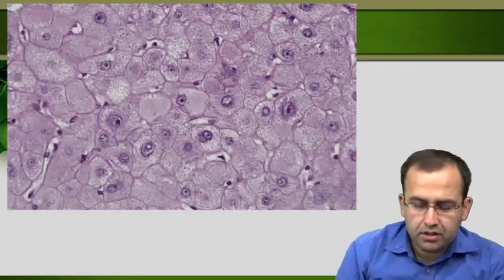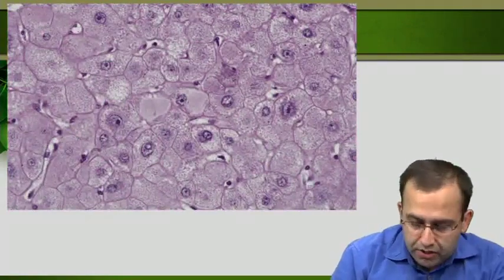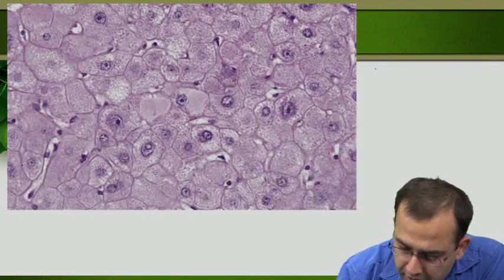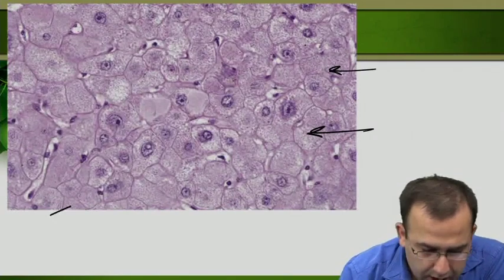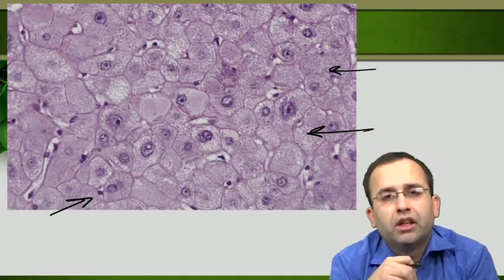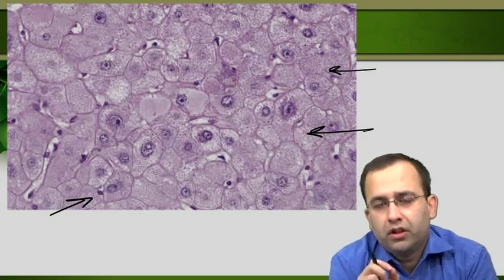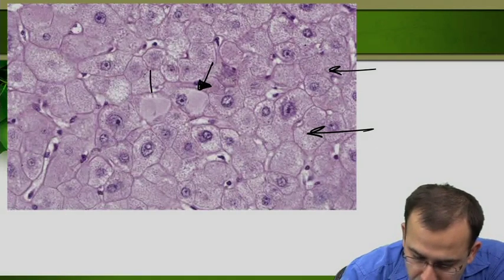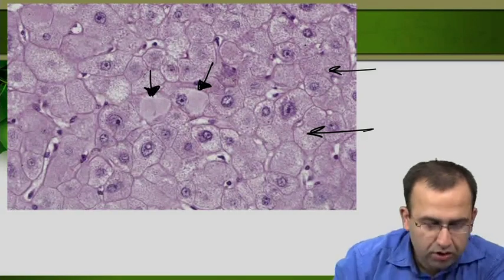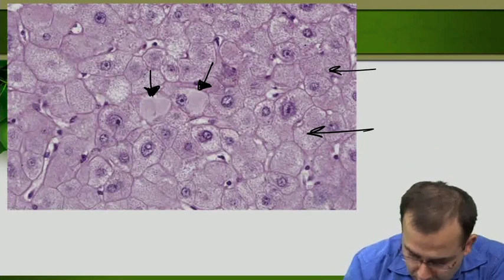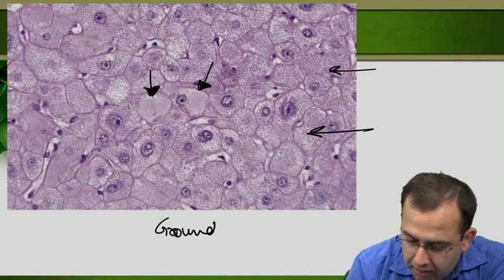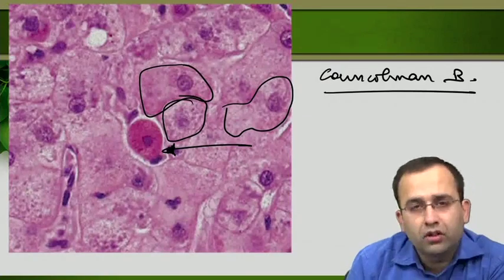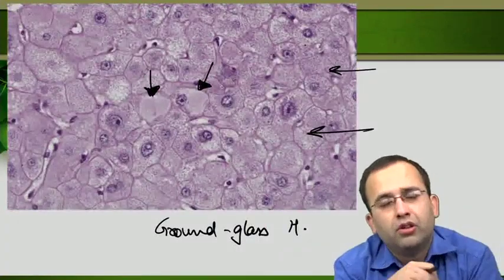Now next, diagnosis. First identify liver by the presence of hepatocytes. All these are the normal hepatocytes showing granular cytoplasm. What is abnormal here are these two cells in which the granularity is lost. Ground glass hepatocytes. So we have seen the first two, that is Councilman bodies and ground glass hepatocytes.